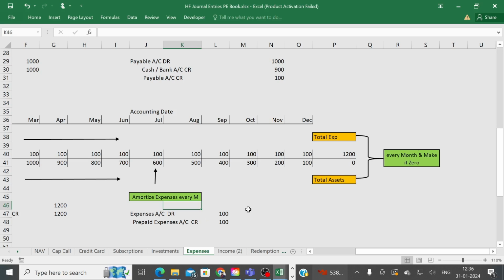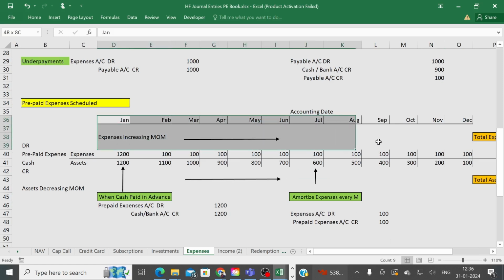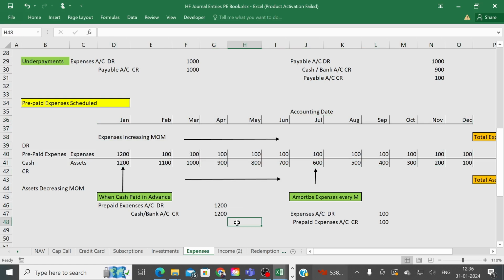So this is how we record the entry in the books of account, and you would see the same schedule in your system as well. Systems like Geneva, systems like Investron, you can check the systems and record them in the books of account. All right.